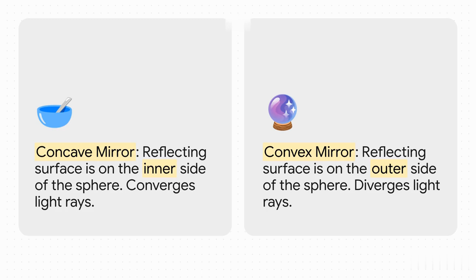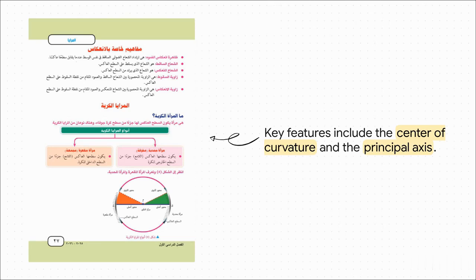And why does this happen? Well, remember our normal line? On a curved surface, that normal is pointing in a slightly different direction at every single spot, so it bends the light in a very specific, predictable way. Okay, to really talk about these mirrors, we need a couple of geometry terms, but don't worry, they're pretty straightforward.